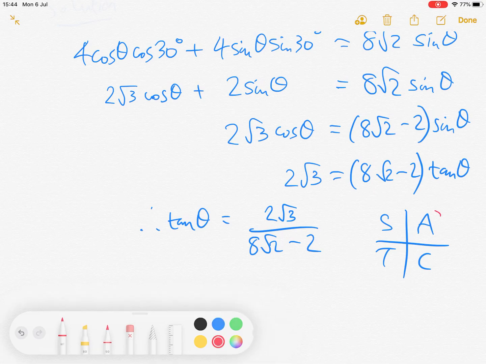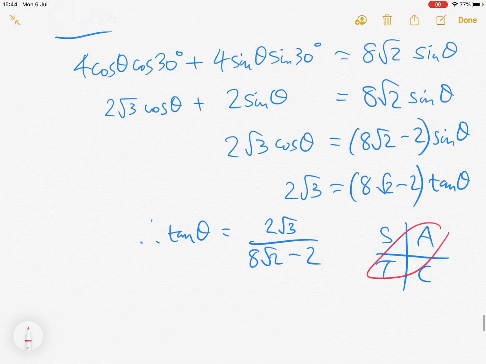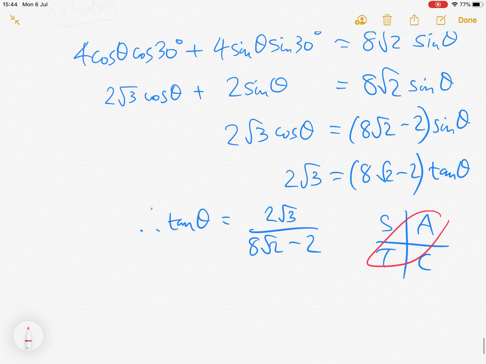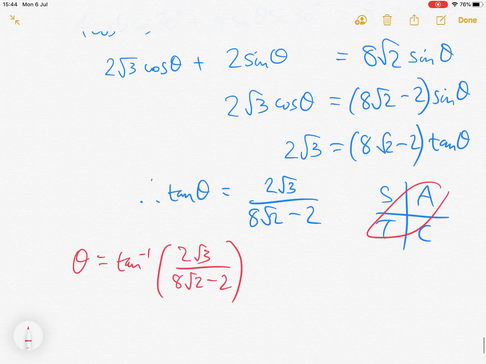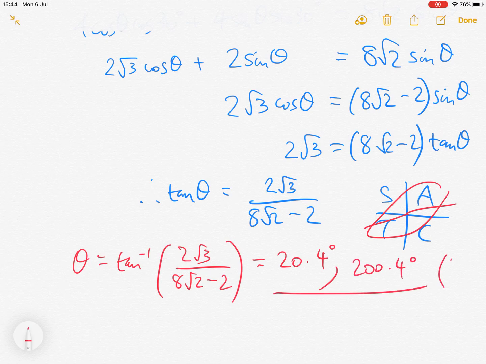So our solutions are going to be in the A and T quadrants. If you do tan inverse of 2 root 3 over 8 root 2 minus 2, that's tan inverse of 0.37 something, we get an answer of 20.4 degrees. And so that's over here. And then for the next one in tan, we can just add 180. So the other value is 200.4 to 1 decimal place. And we're done.